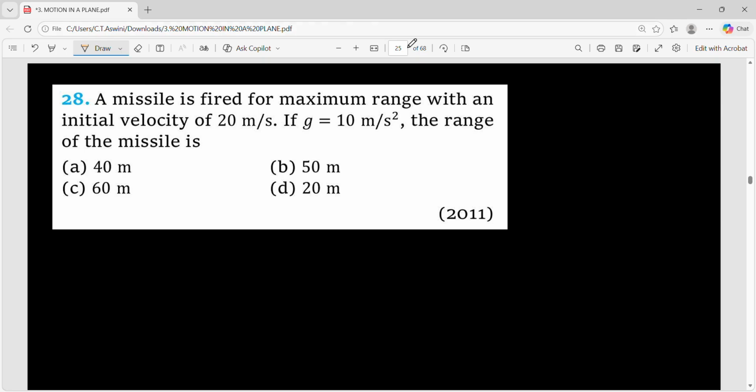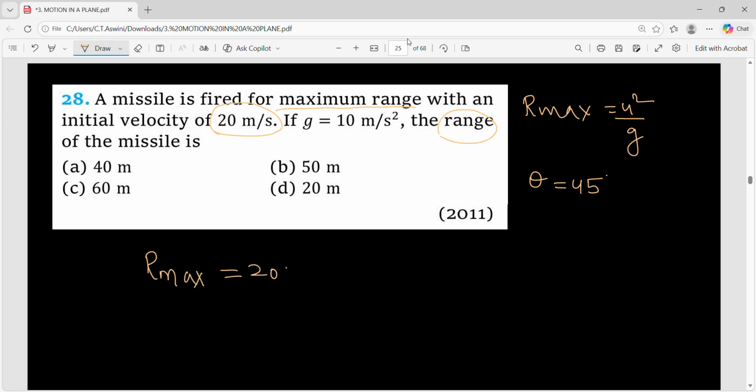A missile is fired for maximum range. Maximum range means R maximum is equal to u square by g. And what will be the angle of projection? It will be 45 degrees. Initial velocity is given, g value is given. You just have to find out the maximum range. Substitute R max is equal to u square, that means 20 into 20 upon g. g is 10, zeros cancel. We'll get 20 into 2, that is 40. So the maximum range of the missile is 40. Option A.